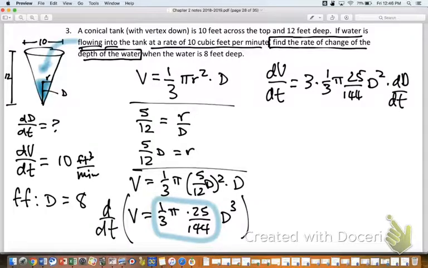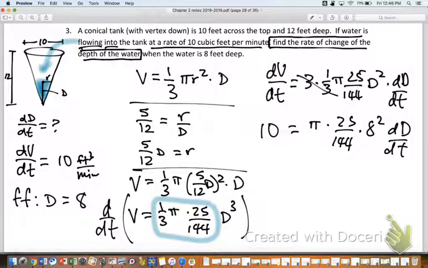dD/dt. So here's how this finishes. Do we know what D is at the freeze frame moment? It's 8. Do I know dD/dt? Do I know dV/dt? I just have to plug stuff in. I'm going to leave it at this. I want to get you out of here as close to on time as I can. Plug the 10 in there. The 3 and the 1/3 cancel. So it's just pi times 25/144 times 8 squared times dD/dt. And as long as you can divide both sides correctly, you're going to get what dD/dt is in feet per minute. I tried to time that right. It gave you a little too much time at the start. I thought I had it.